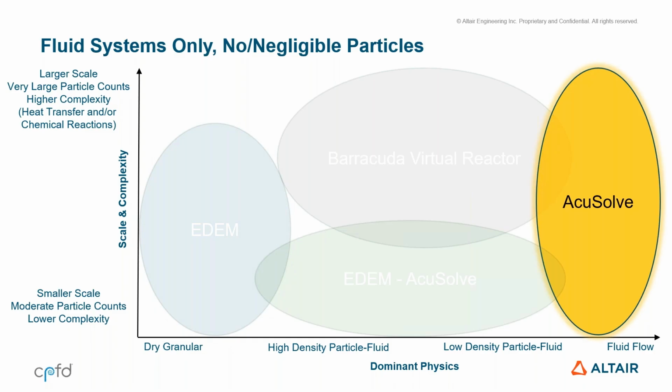And another solution on the other end of the spectrum is you have a very dilute dispersed flow or just no particles at all. AcuSolve is a solution for that, where you don't need a specialized DEM solver to resolve all the particle motion, because the particle motion probably doesn't have an effect on the flow, or there are not many particle interactions, so you can use AcuSolve for that.